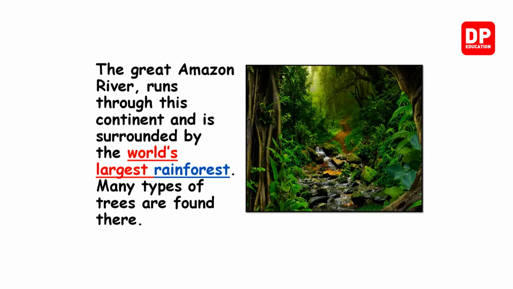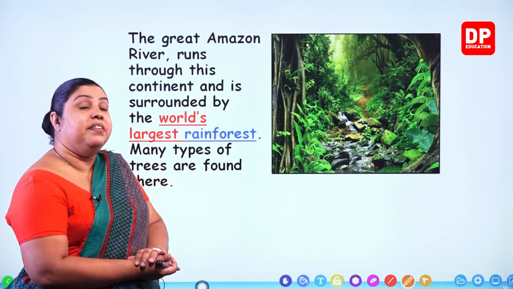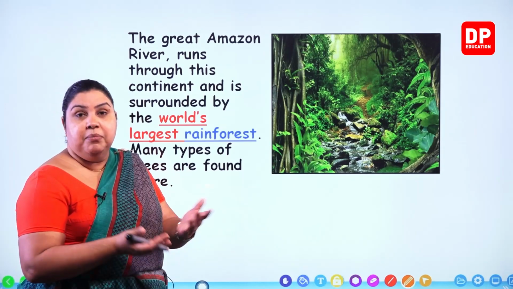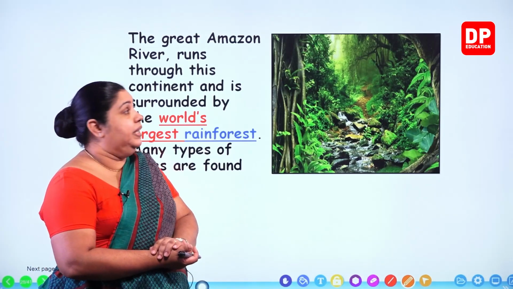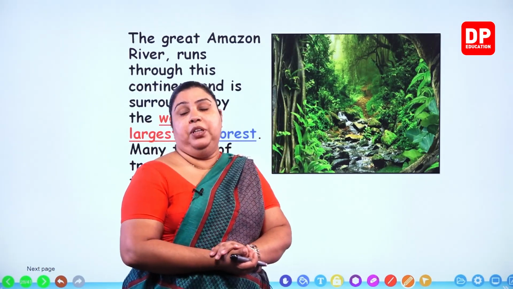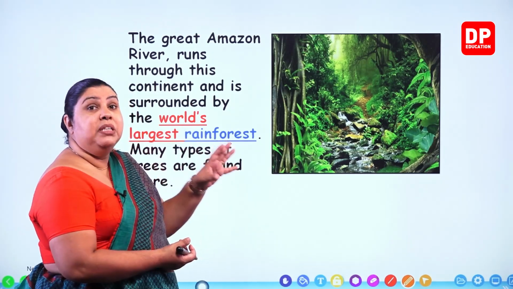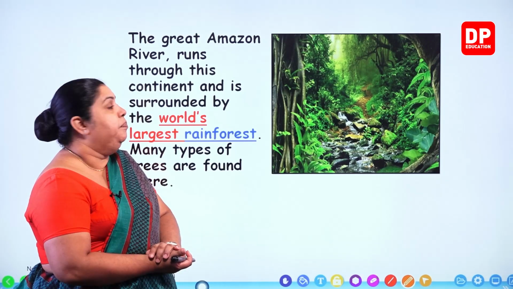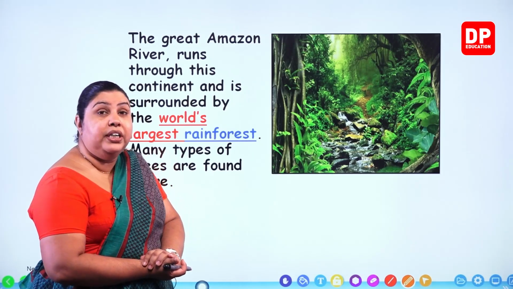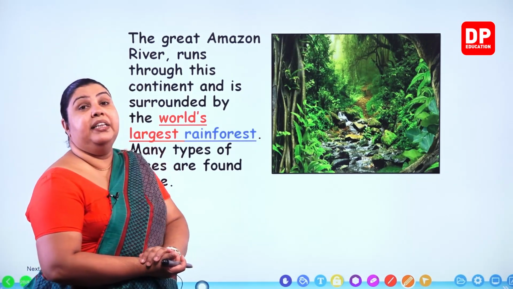The Great Amazon River runs through this continent and is surrounded by the world's largest rainforest. Many types of trees are found there. ලෝකේ තියෙන විශාලතම වැසි වනාන්තරය ලෙස අපි සලකන්නේ මොකද්ද පුතේ? Amazon වනාන්තරය නේද? That is the world's largest rainforest. මේ තියෙන්නේ පුතේ ඒ Amazon වනාන්තරය ඇතුලේ පින්තූරයක්. Right? So now this Amazon River, which is the second longest river in the world, goes through this South American continent, and it is surrounded by this rainforest.